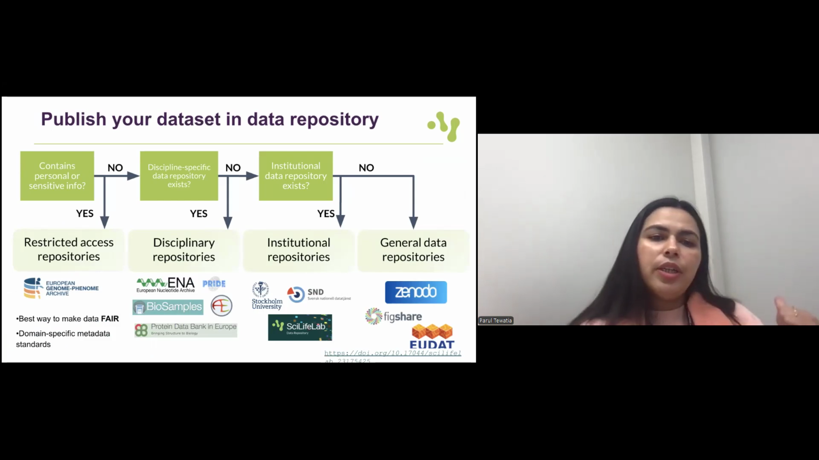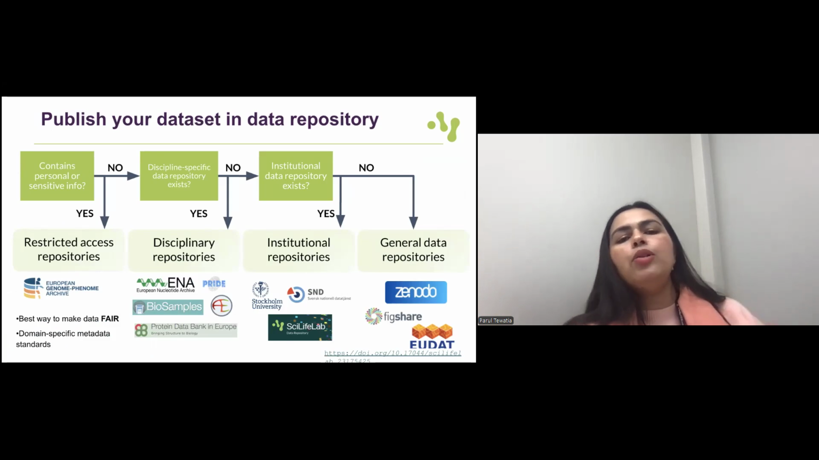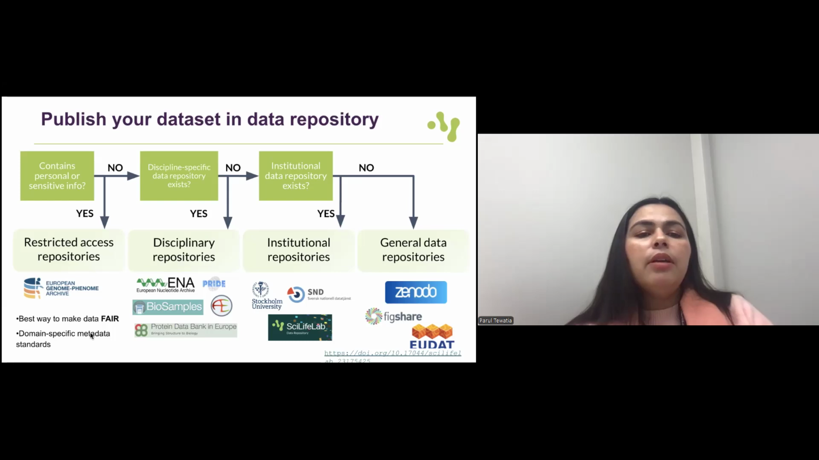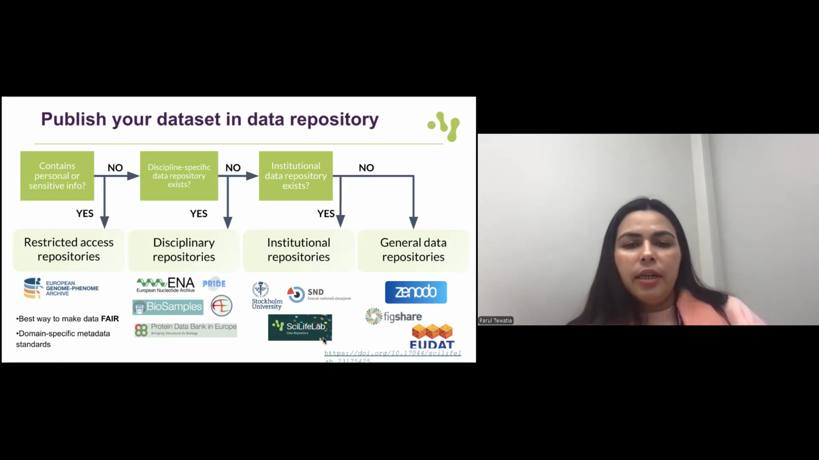Yes, go to restricted access repositories. Now we also have a federated EGA in NBIS, for example. So if you have genomic data, you can submit it there. Then, okay, it's not. Is there any discipline-specific repository that exists? Yes. Which ones? ENA, PRIDE, Biosample, Protein Data Bank, like I talked about. So these could go there.